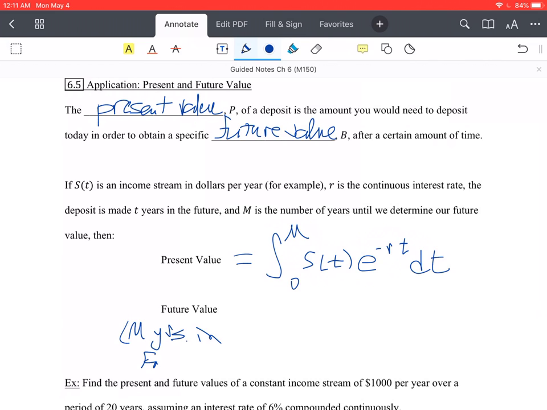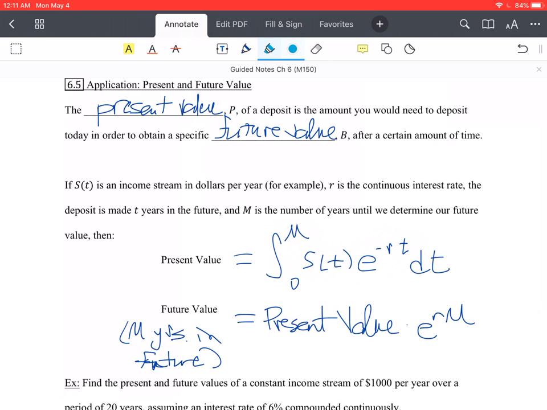And then the future value, which we're talking M years in the future, would just be the present value times e to the rM. Present value times e to the rM. Now this one represents exponential growth. So there's where we're going to start seeing the money growing. If we put this amount in, and then we let it sit there at this interest rate for this many years, then that's going to give us the information for our future value.